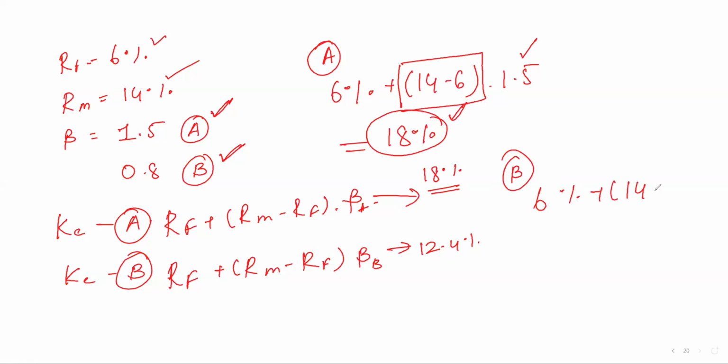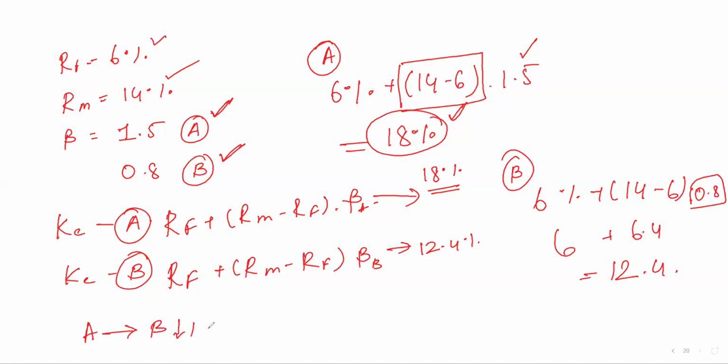6% plus 14 minus 6 into 0.8. 14 minus 6 is 8. 8 into 0.8 is 6.4. And 6 plus 6.4 gives me 12.4%. Now, the observation that you as an analyst should make is that company B has a beta less than 1. That would mean company B is less risky as compared to the market. Why? Because if the market falls by 1%, company B's stock price only falls by 0.8%.